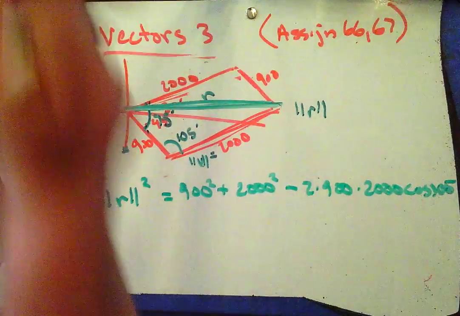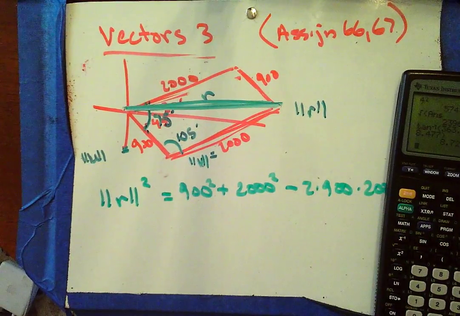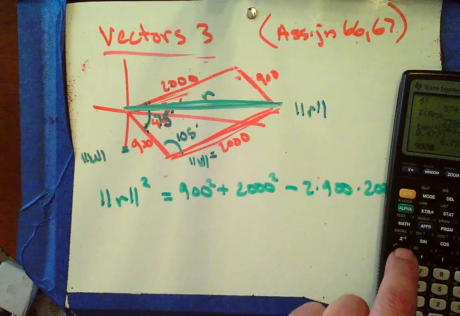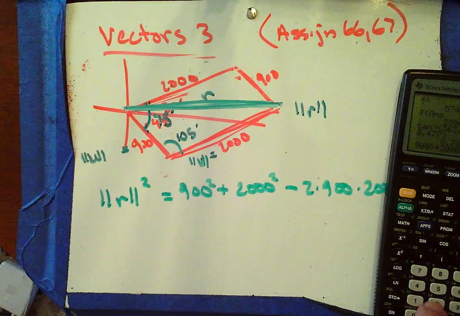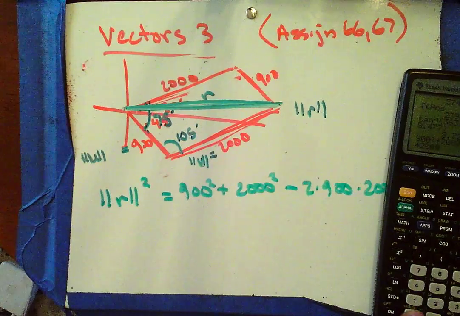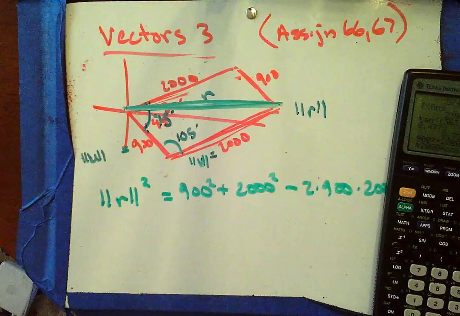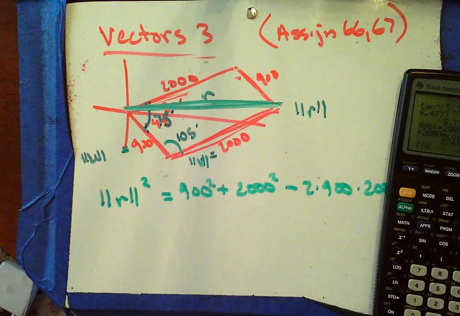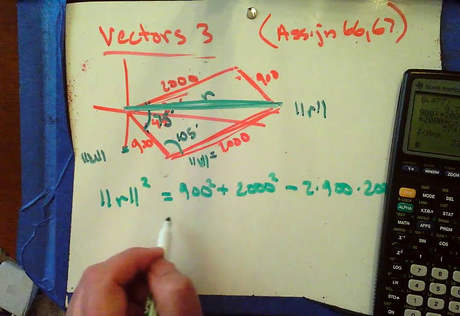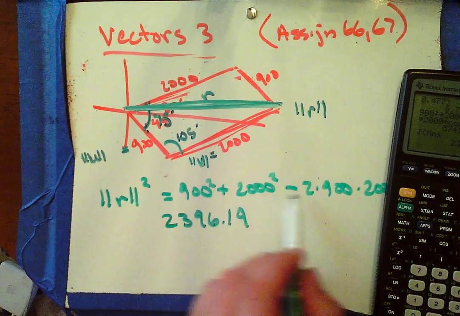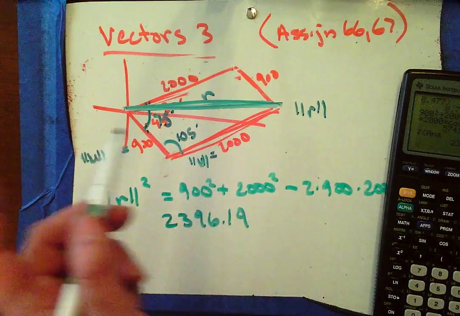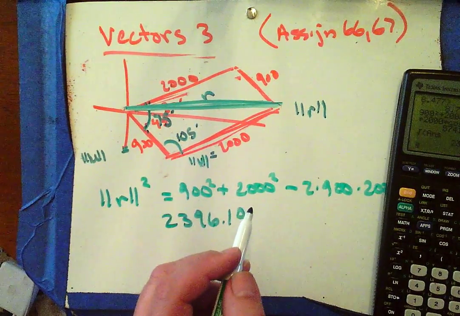All right, well, let's see what that is. We've got 900 squared plus 2000 squared minus 2 times 900 times 2000 times cosine 105. Don't forget to take the square root of that number, and I end up with something remarkably similar. I'm only off by the rounding error because here I didn't round numbers, and when I did it last time I rounded to 3 decimal places.